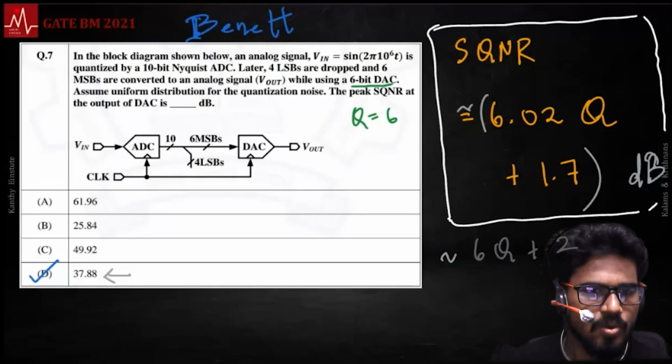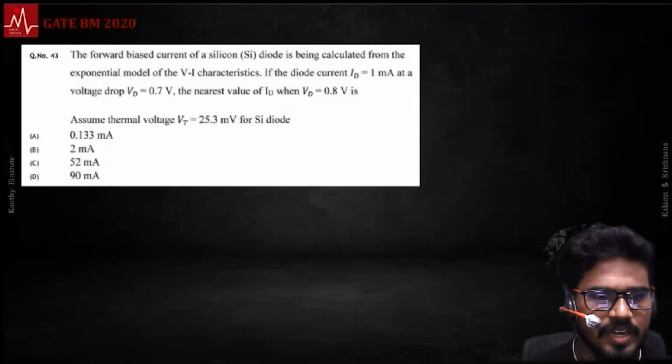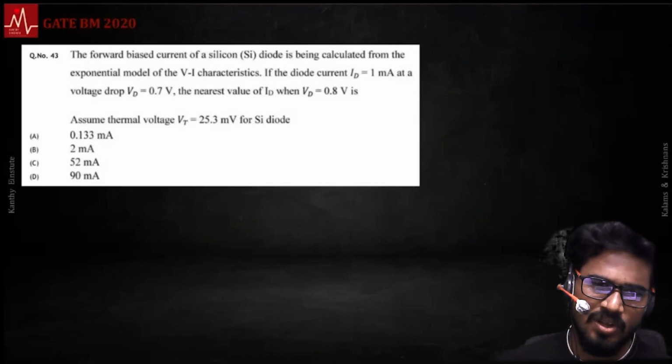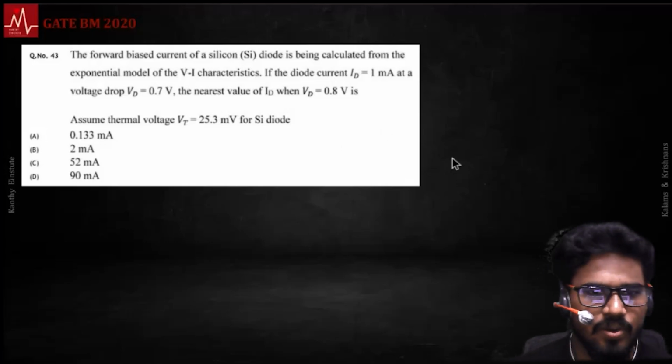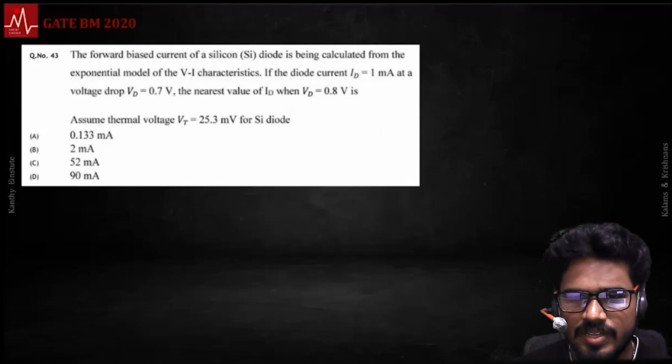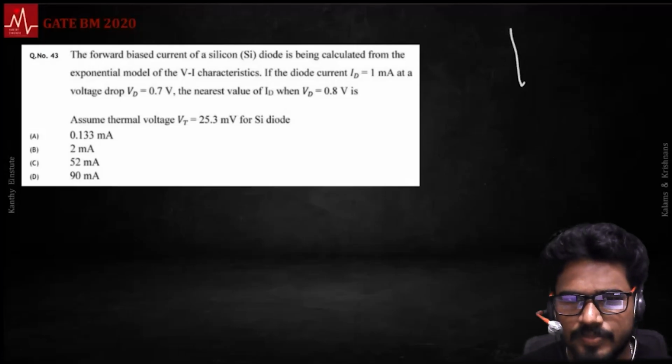Okay, let's move on to the next one. In forward bias, the current of a silicon diode is being calculated from the exponential model and the VA characteristics, and the diode current ID at a voltage drop. This is fairly easy, okay? And because it's exponential, I'm going to show this.